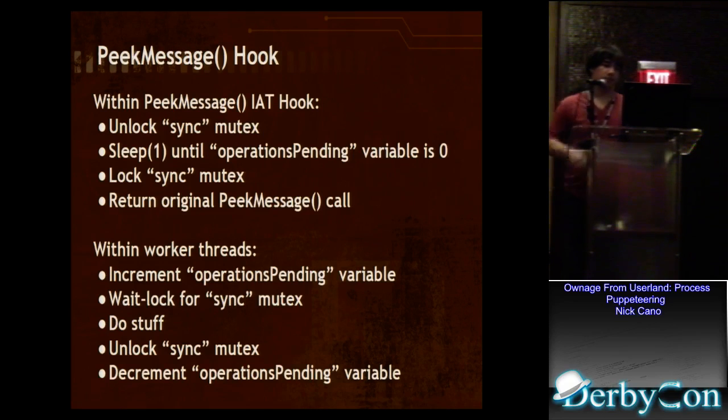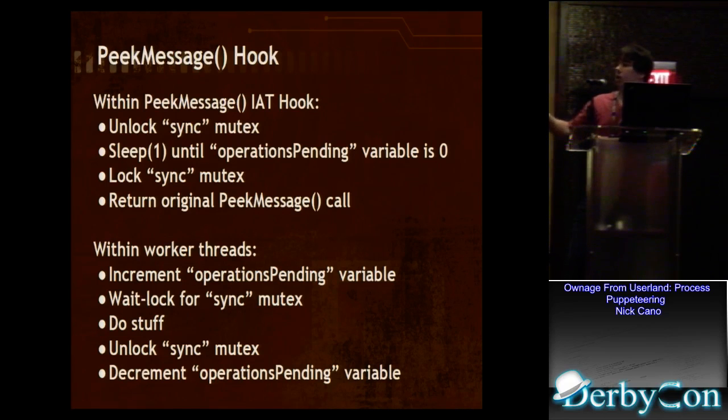So the first way is with a PeekMessage hook. Most programs are probably going to call PeekMessage in their main loop over and over, waiting in their message handler. So if you go ahead and hook that, then you're going to unlock some mutex, you're going to sleep until a variable is 0, and you're going to lock it again. And then you're going to return the original PeekMessage because we don't care about what happens with it.